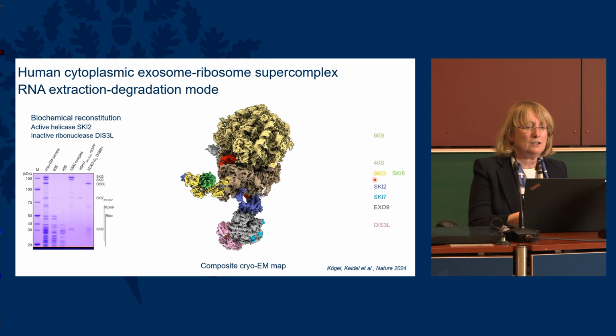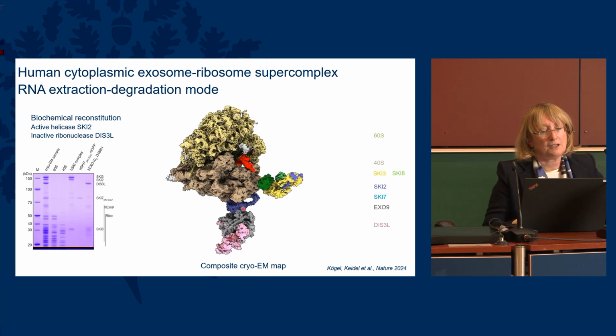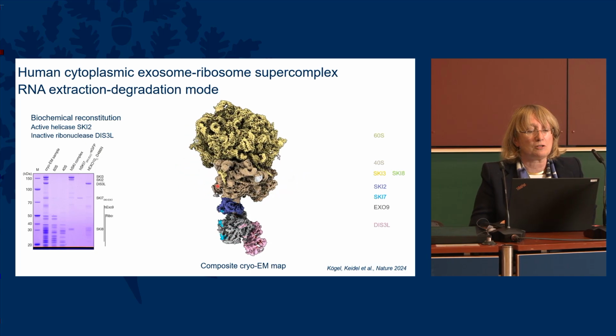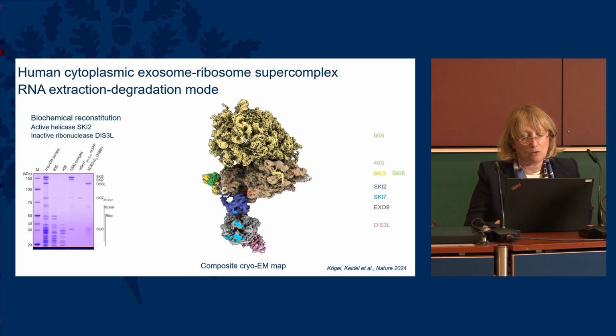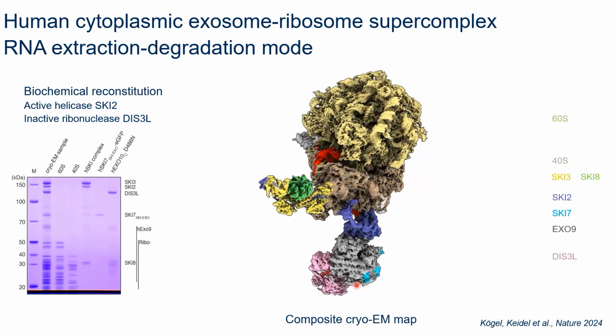Okay. You see here, this is a composite cryo-EM map. Here you see the helicase, you see the arch domain contacting the 40S subunit of the ribosome, and you see how we expected the mRNA. Actually, you don't see it. It's encaged in the ribonuclease complex.